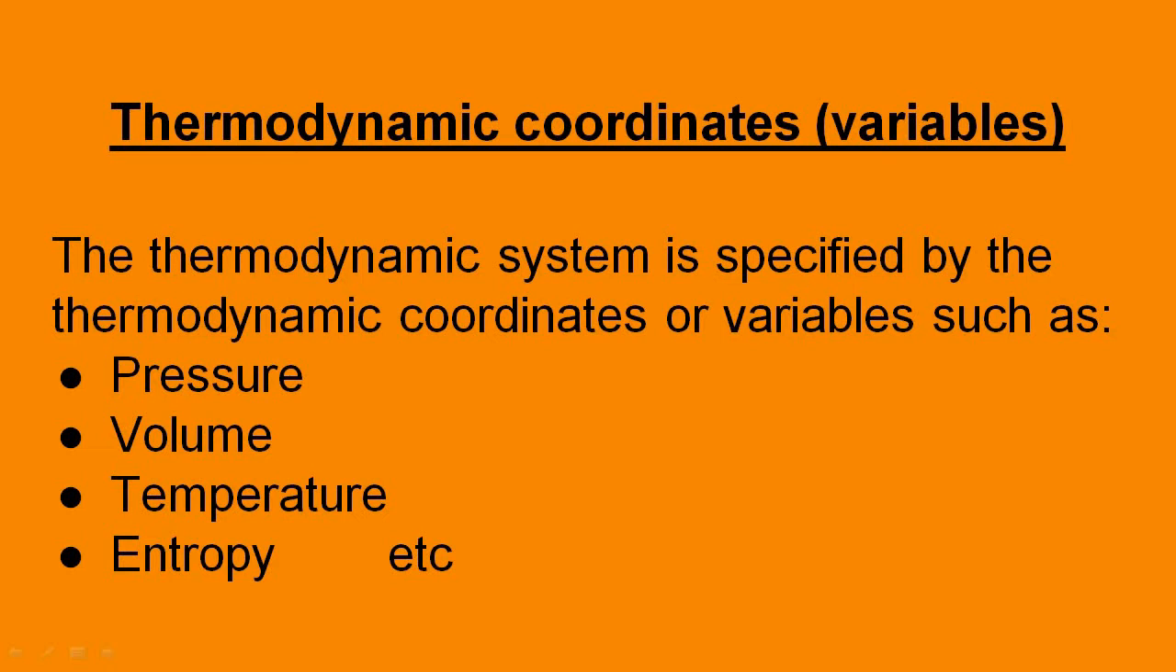Thermodynamic coordinates or thermodynamic variables. The thermodynamic system is specified by the thermodynamic coordinates or variables such as pressure, volume, temperature, entropy, etc. That means in order to specify a thermodynamic system, we need some coordinates, and these coordinates you are calling as the thermodynamic coordinates or thermodynamic variables.